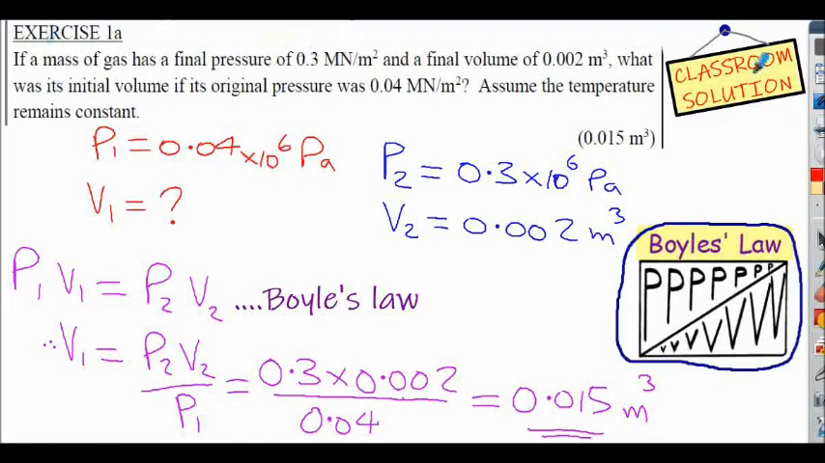I've included here the classroom solution to exercise 1A. This was worked through with the students in the lecture.